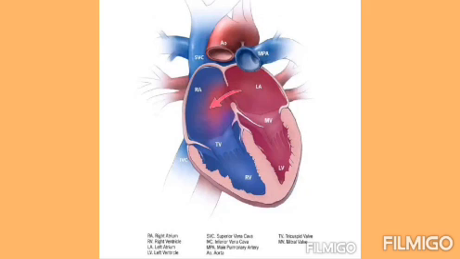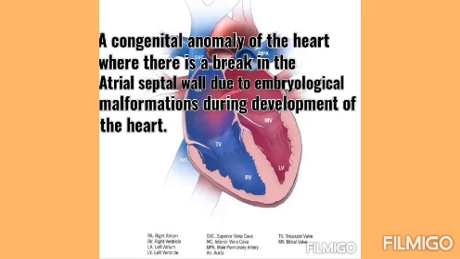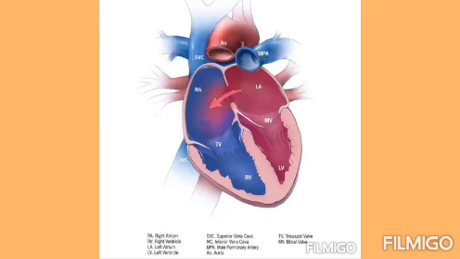We're going to be looking at so many aspects of it. Atrial septal defect is a congenital anomaly of the heart where there is a break in the atrial septal wall due to embryological malformations during development of the heart. This is exactly what atrial septal defect is. We have a break in the atrial septum which separates the right from the left atria.